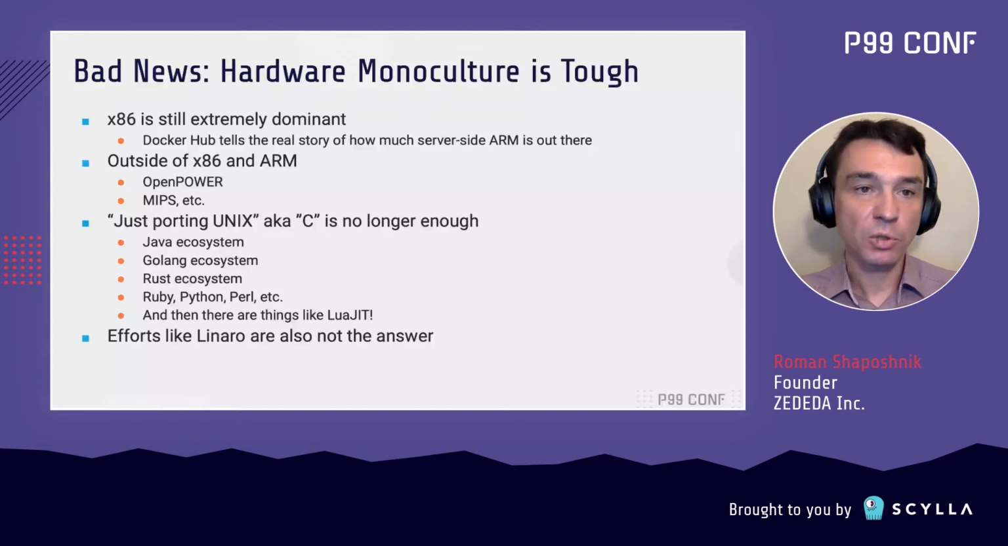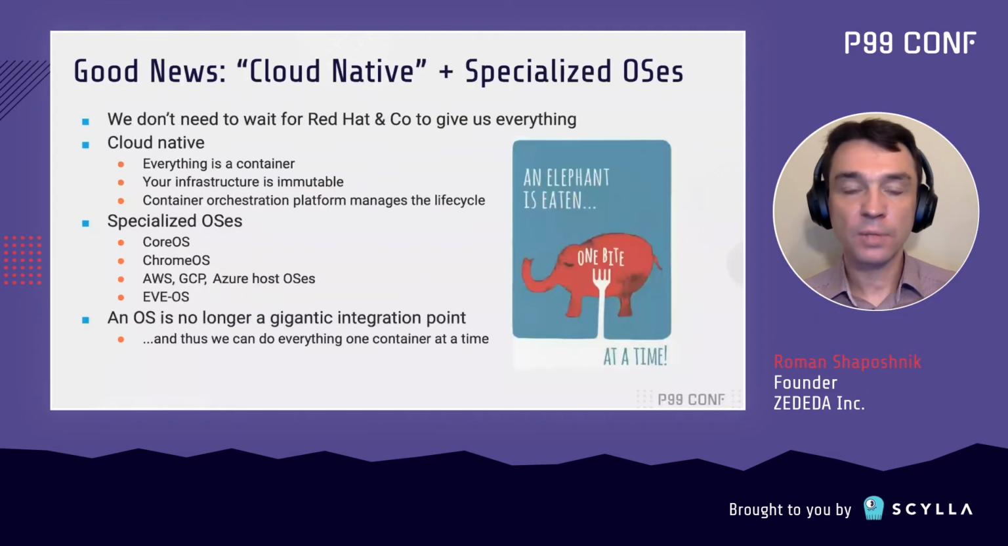Which actually brings me to good news. The good news is that we evolved from understanding an operating system as this centralized place which needs to be given to us from the gods above, like Red Hat or, in my day, Sun Microsystems. We evolved into this cloud native architecture, which basically means that everything is a container, your infrastructure is immutable, and a container orchestration platform manages the lifecycle of just about everything.